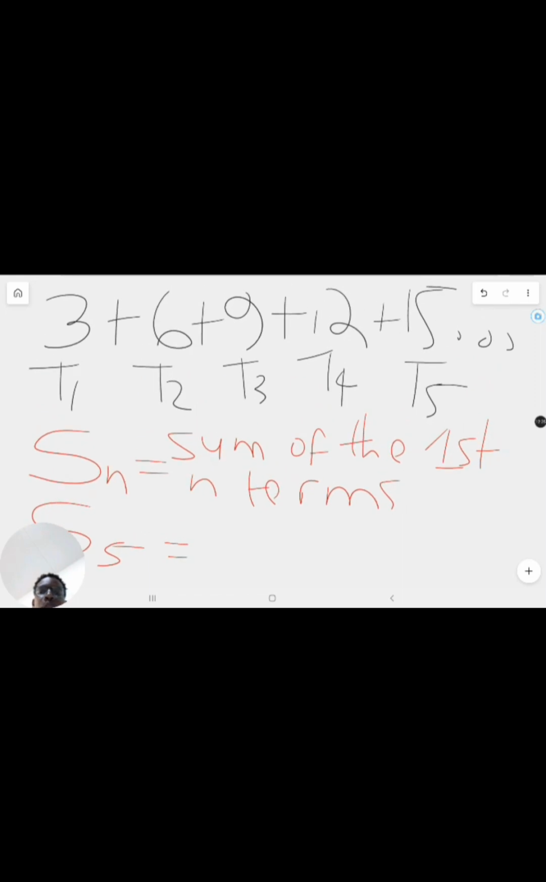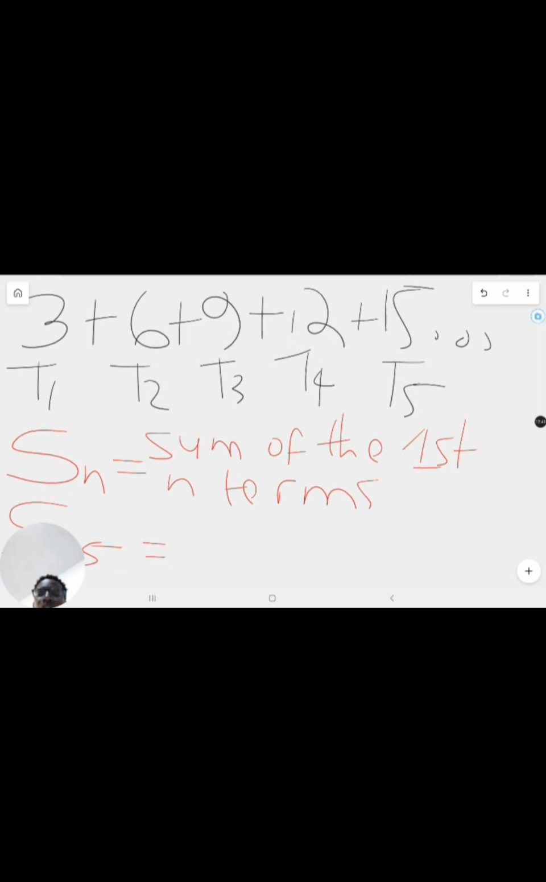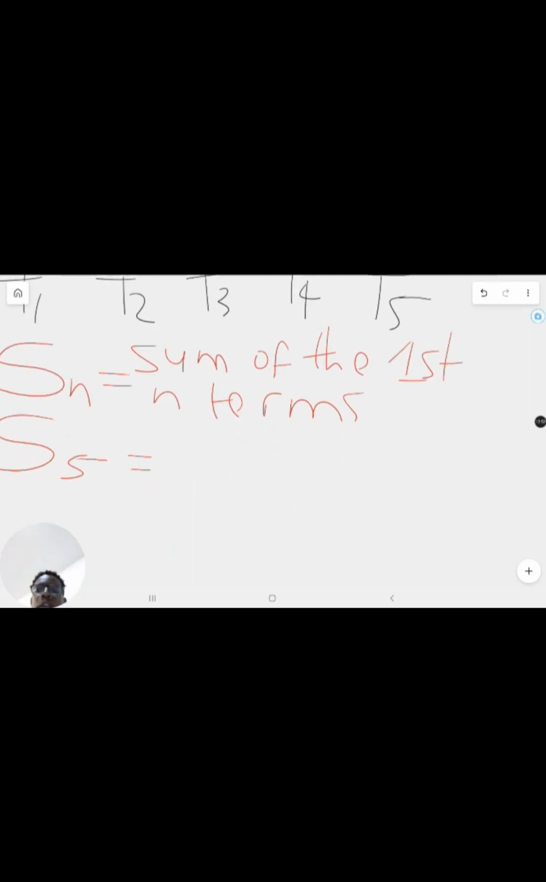Now, if I scroll up there, what are the first 5 terms? The first 5 terms of this series here are 3, 6, 9, 12, and 15. T1, T2, T3, T4, and T5. T5 is my 5th term. That's where I stop. What this S5 is telling me is to take all of the first 5 terms and add them together and stop there. Stop at term number 5. So if there's term number 6 and term number 7 and term number 8, you ignore them. Just focus on the first 5 terms.